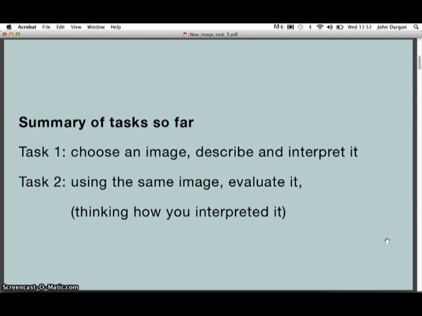Now, just to summarise the task so far, you've done task 1, where you've chosen the image and you've described it and tried to say what you think it means, in other words, interpret it. Task 2, using that same image, you try to say why it's good, and in the lecture session we try to get you to say the reasons why you thought it was good instead of just saying you liked it or you didn't like it. So just thinking about how you interpreted it, the meaning of it might have a bearing on how you judge it or evaluate it.